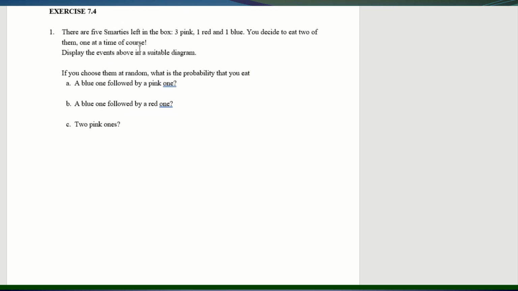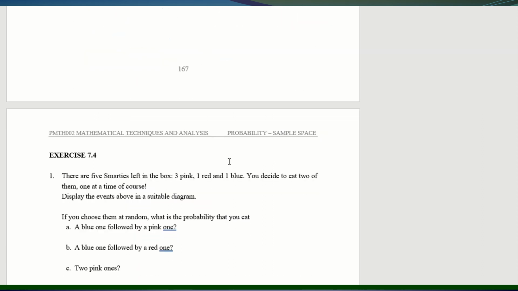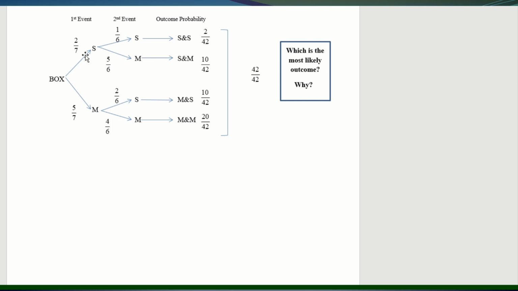All right. So pretty much what is happening here? There are 5 Smarties left in the box, 3 pink, 1 red, 1 blue. You decide to eat 2 of them one at a time. So don't think, oh, you decide to eat 2, you have to reduce by 2. No, it's 1 at a time. So we are back to the same concept as this. So initially there are how many? 5 candies, right?